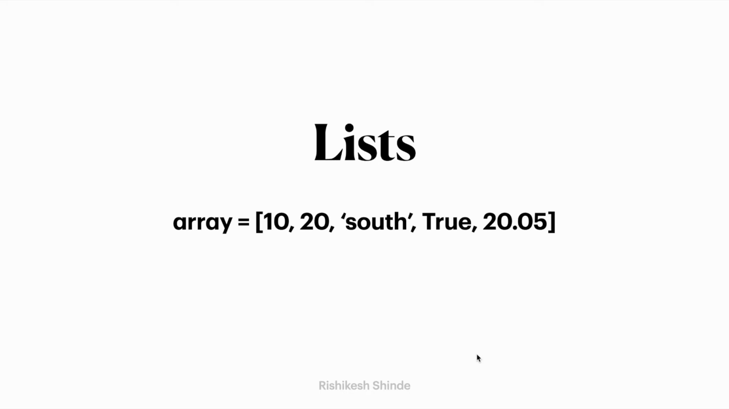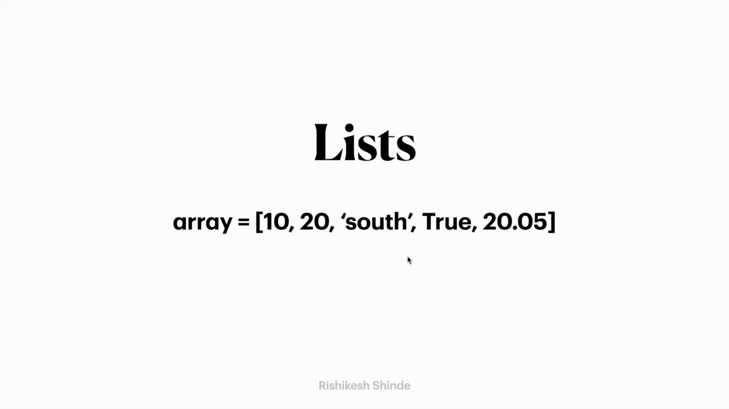So what is list in Python? List is basically a sequence or a set of values we can store within a single identifier. So here is an example of list. I have given a name array to the list and then I have assigned some values inside that list. So this is the simple syntax for the list.